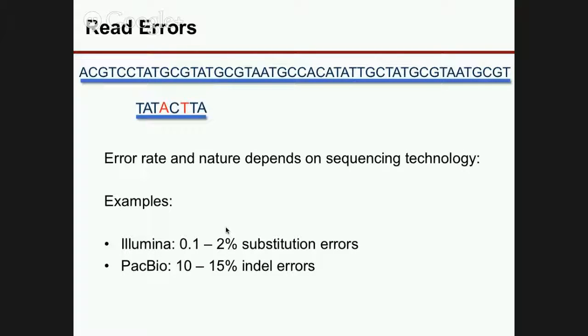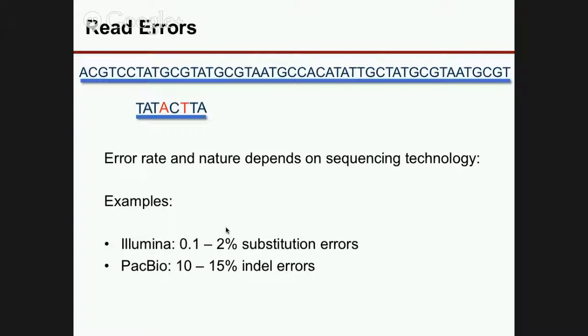Example. In Illumina, the error rate is around 0.1 to 2%. That means if you have a read length of 100, you can expect many reads to have at least one error. That would be a typical number to think about. And the errors are mainly substitution errors. That means G gets substituted to A.